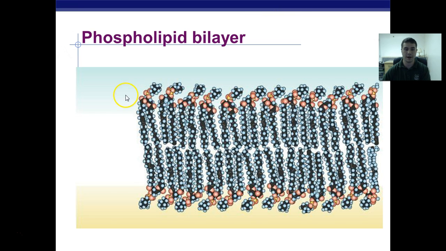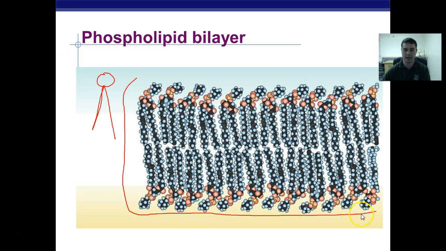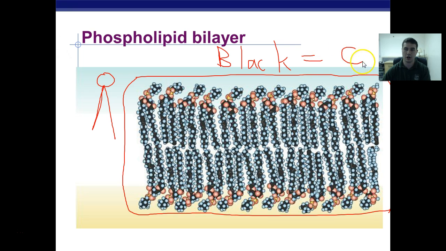So this is another picture of the bilayer. Like I said in the previous slide, that little stickball cartoon that we had is not really how they look. This is much closer to how these things actually look. Each one of those individual balls is a different atom. The black ones are carbon. The blue ones are hydrogen. And then the red ones are oxygen.